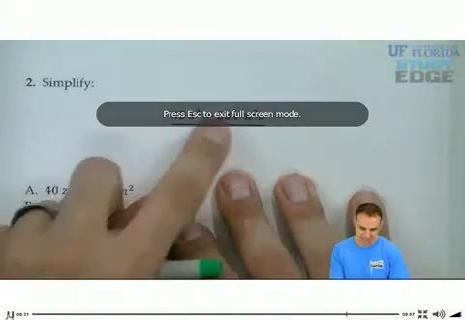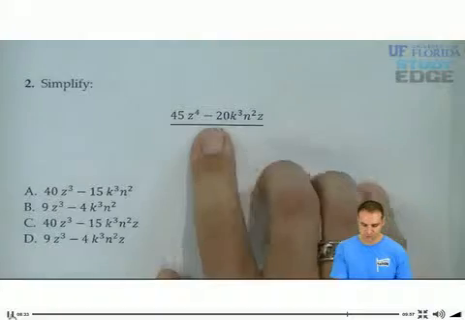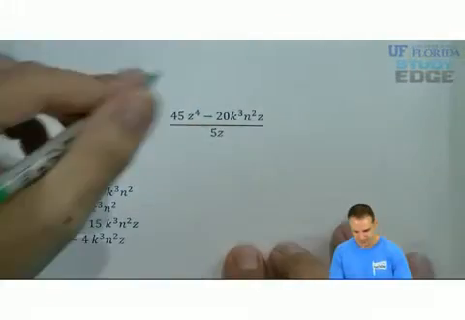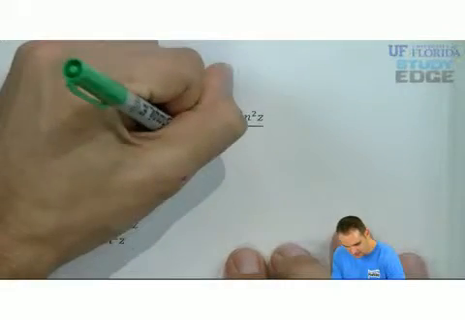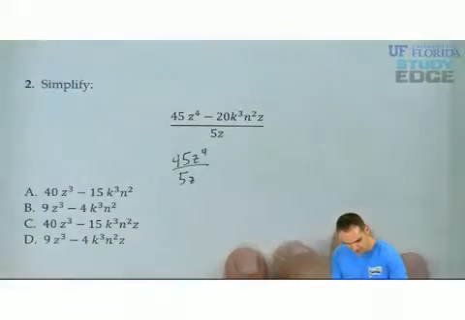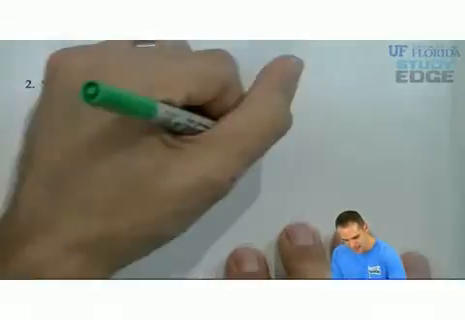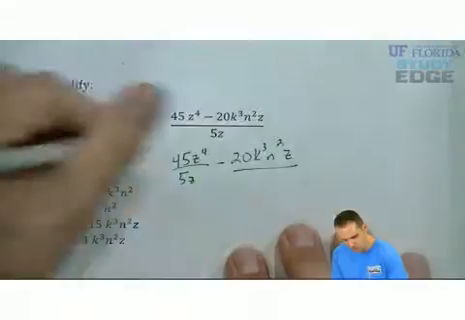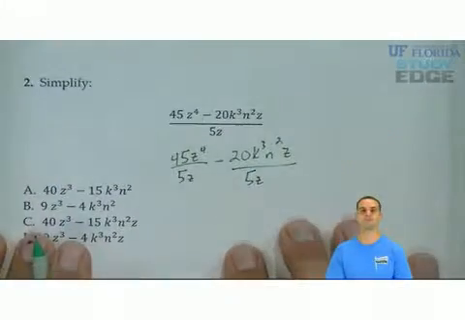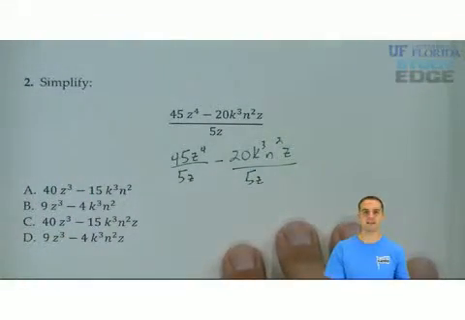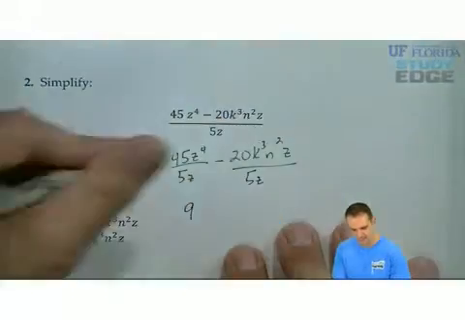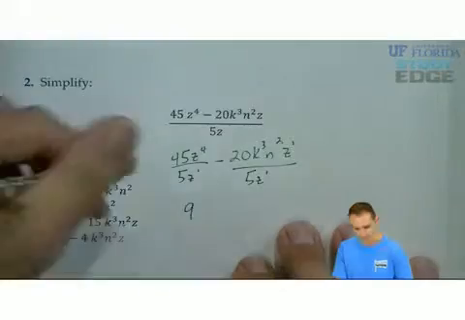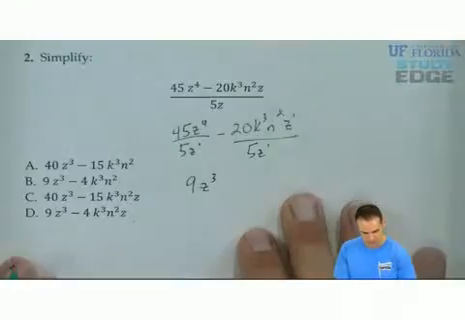Simplify. I see I have 2 terms because I have subtraction in the middle. If I have addition or subtraction, I know I'm going to have to split this up. I have 45 z to the fourth over 5z minus 20 k cubed n squared z over 5z. 45 divided by 5 is 9. Remember, if you need to, make those a first. 4 minus 1 will give you z cubed.